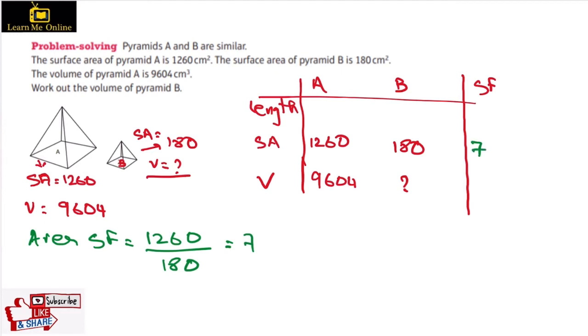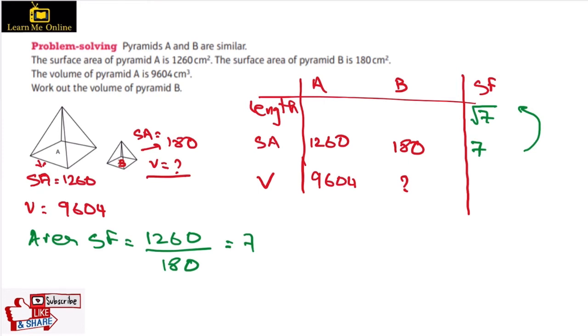Now, what we have to find out is the volume. So it means we need to find out what the volume scale factor is. But we cannot find out the volume scale factor directly. First, we're going to find out the length scale factor. Basically, when you're going from the area to the length, you do the square root. That would be root 7.